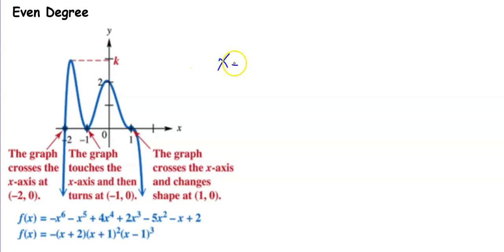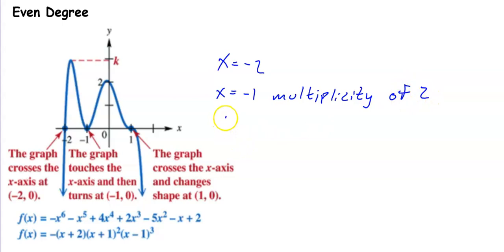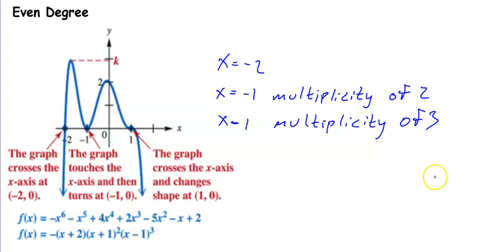So my zeros are x equals -2, that's a multiplicity of 1. x equals -1, multiplicity of 2, because it happens twice. And x equals 1 with a multiplicity of 3, because 3 of those zeros, because it crosses and it changes shape. Well, this one just crosses. That's 1. But if it changes shape, that lets me know there's more than 1 zero at that point.